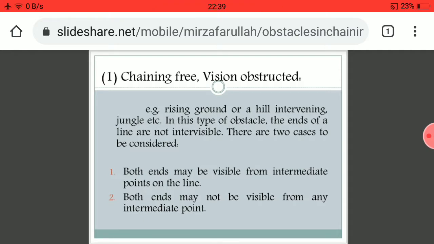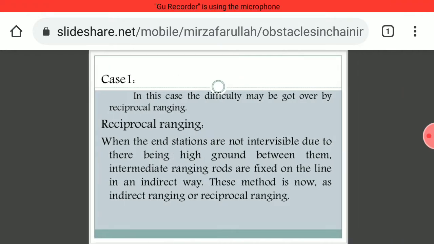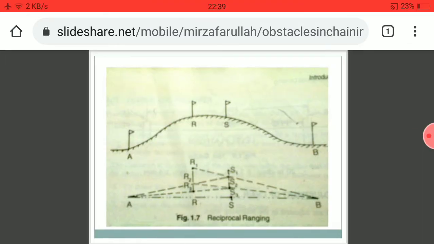Whenever both the end points are not intervisible because of some obstructions, a case may arise where you cannot range from one point to other point, but you can measure the distance. See here, I have explained you this figure. From point A to point B you can measure the distance easily, but you cannot range it. You cannot hold the ranging rod at A and B, and you cannot see from A to B or B to A because those two are not intervisible due to the obstacle. The obstacle here is a risen ground.